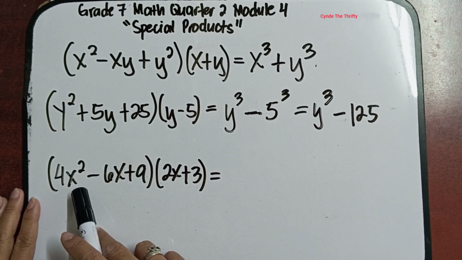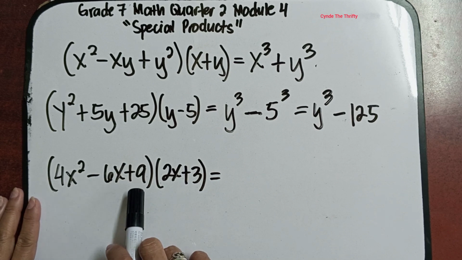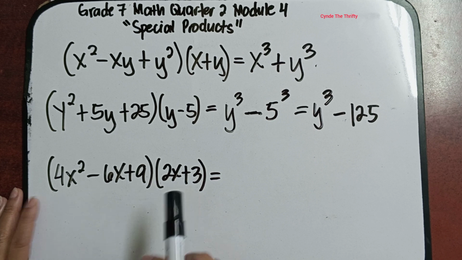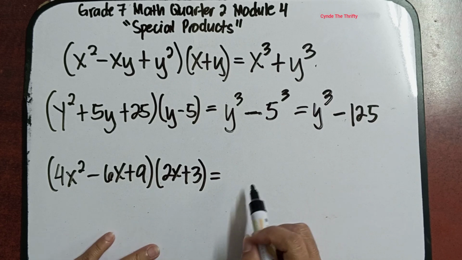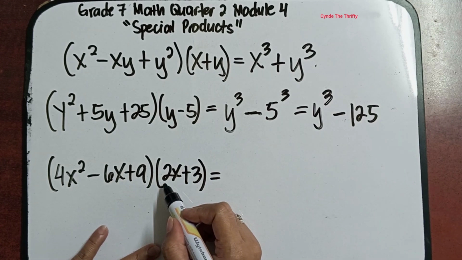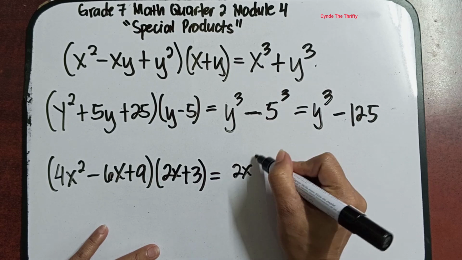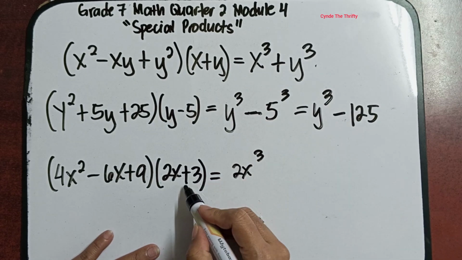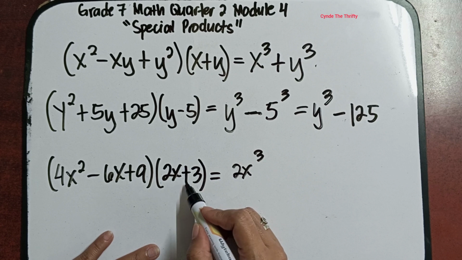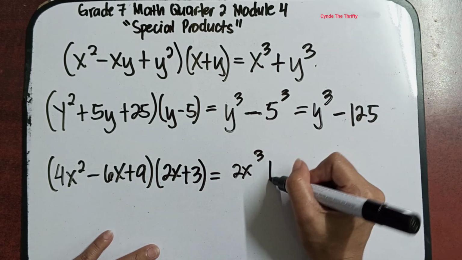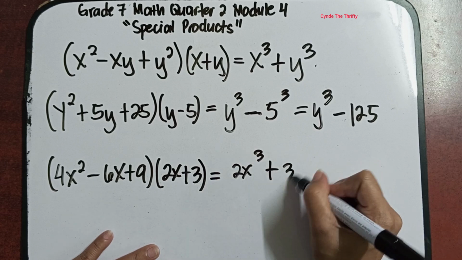Okay, last example na tayo. 4x squared minus 6x plus 9 multiplied by 2x plus 3. Okay, so, ano yung gagawin natin? I-cube natin si first term. So, si first term is 2x cubed plus, kasi addition ang ating binomial, so plus tayo, and then 3 cube. So ang second term i-cube natin, 3 cube.